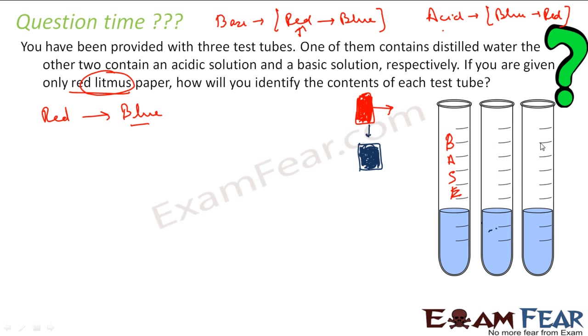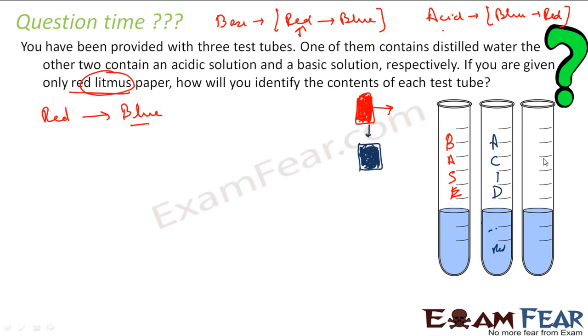So one of these is acid. Blue litmus paper will turn to red only in case of acid. So if I dip this blue paper in this, let's suppose there is no change, that means this is neutral. And if I dip it in this, there is a change, that means it is acid. So anything that converts blue to red is acid. So let's suppose I dip this in this and it converts to red, right? It converts to red, that means this is acid.